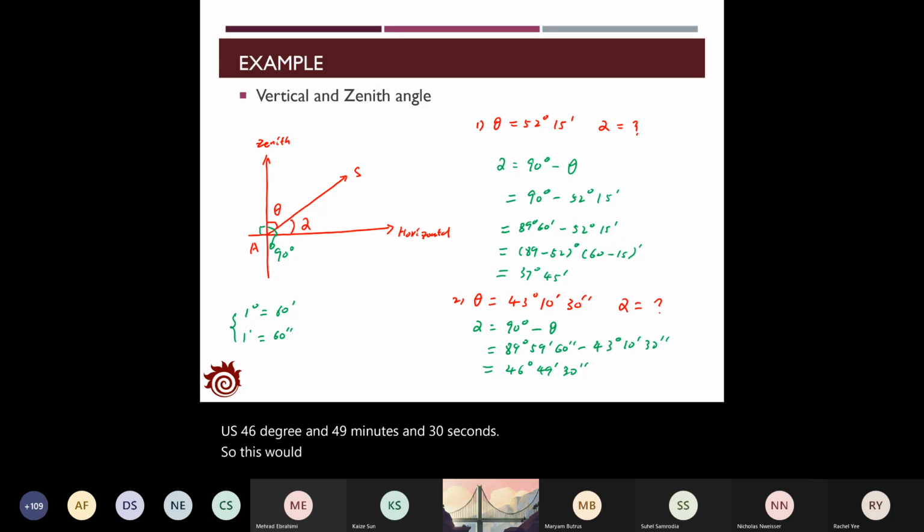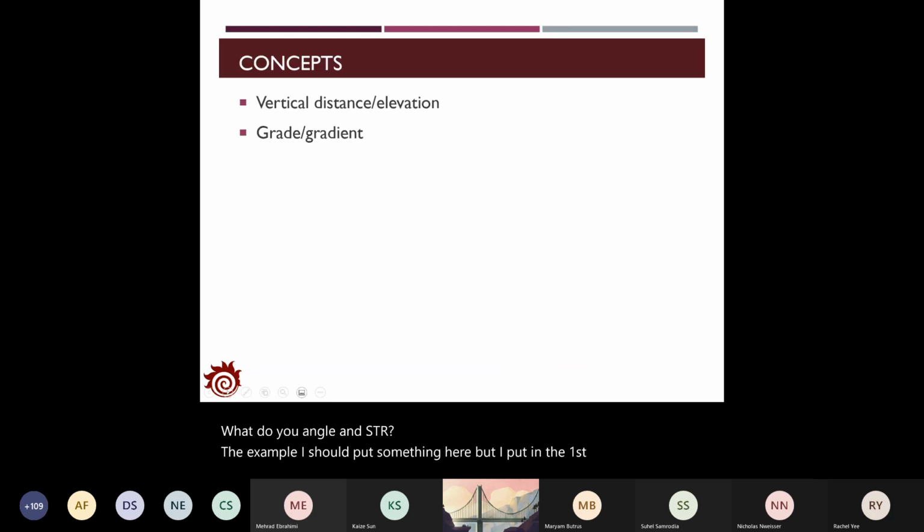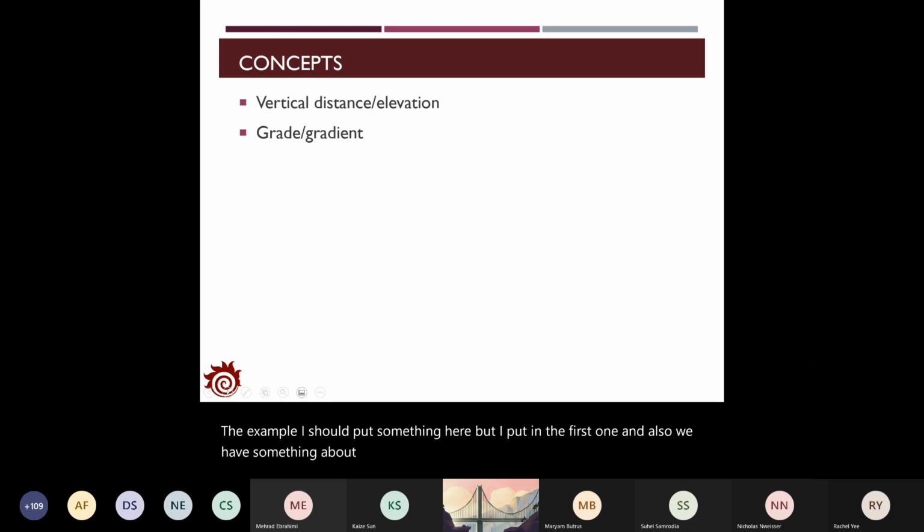So this is the way for you to find out the conversion between the zenith angle and the vertical angle. As an example, I should put something here, but I put it in the first one. We also have something about the vertical distance, the elevation, and the gradient, but I don't think we have enough time today. So I will just pause here. We will do more discussion about the basic concepts in the next lecture.